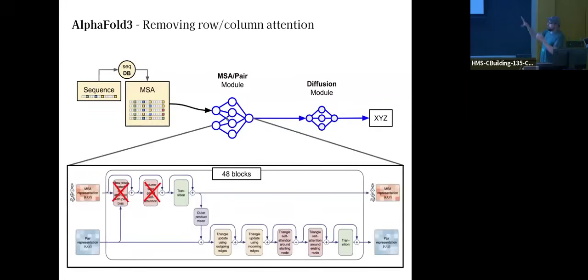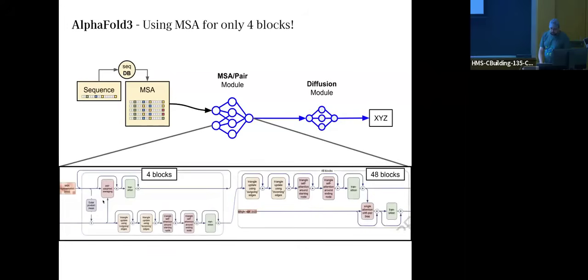Here I'm showing a picture of AlphaFold2 at the bottom. One of the interesting things in AlphaFold3 is that they actually removed things as opposed to adding things. They removed the row attention and the column attention, and kept everything else the same. More specifically, the 48 blocks were modified into two sets of blocks: one set of 4 blocks, and then a set of 48 blocks.